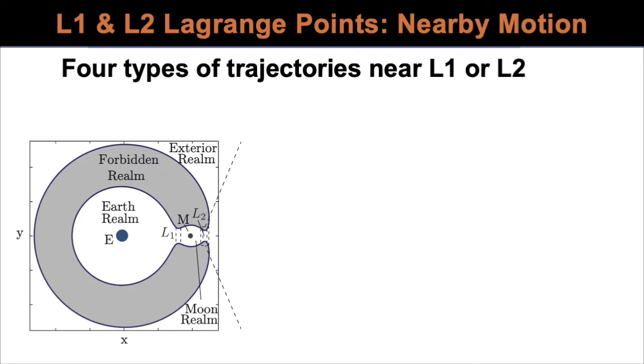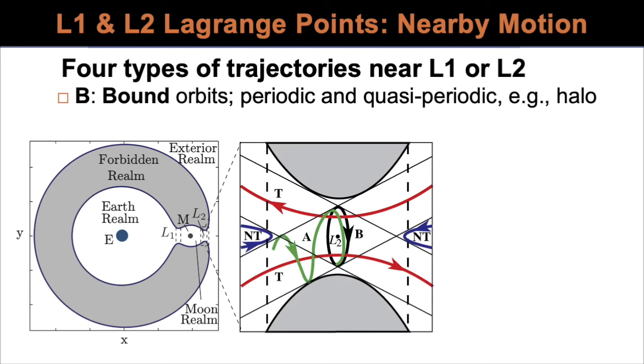So let's look at the Earth-Moon L2. What types of motions can happen? So this is for that case 3 where we've got these bottlenecks. I'm showing the zero velocity curves, zooming in on the zero velocity curves around L2. We've got bound orbits. So that corresponds to all the orbits, periodic and quasi-periodic, that stick around L2 and do not depart or approach the point.